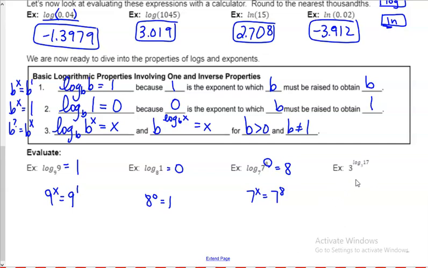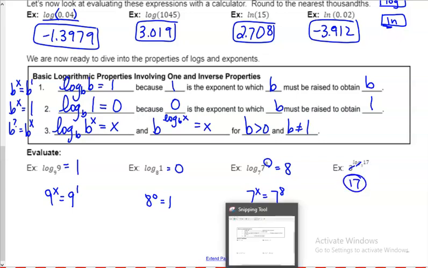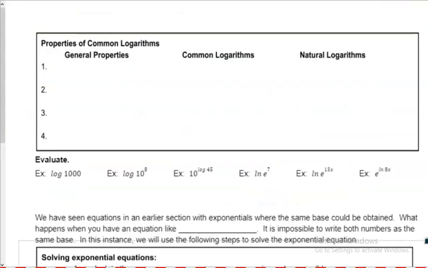And then this one is evaluating this property right here where I can cancel those things out, leaving me with an x. So in this case, that in a sense cancels that, leaves me with a 17 as my final answer. Okay? All right. Very good.